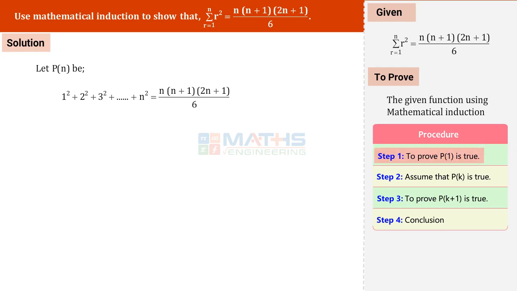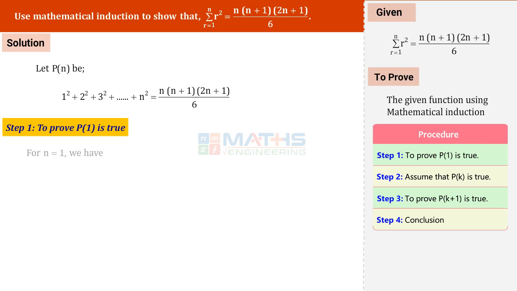What is our first step? To prove P of 1 is true. How to find P of 1? We substitute n is equal to 1 in P of n, on either side. In the left hand side, we get only one term, 1 square, is equal to, in the right hand side, wherever you find n, you make it as 1. Simplify the right hand side. What do we get? We get 1. So left hand side is equal to right hand side. P of 1 is true.